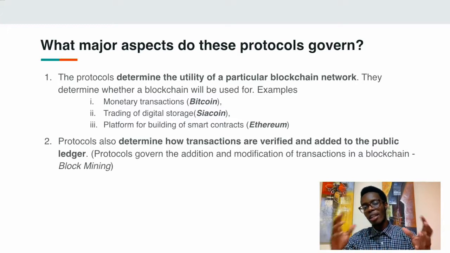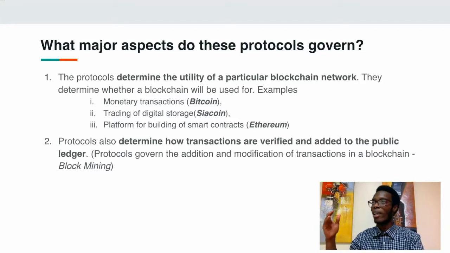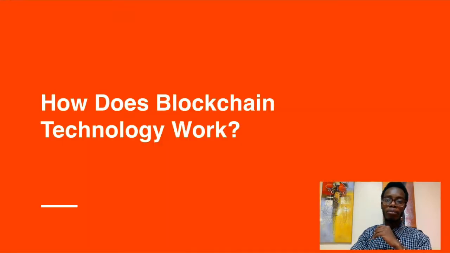Now, those are the three aspects of blockchains. We talked about it being a distributed decentralized database. We talked about it allowing for peer-to-peer transactions. And we talked about the protocol that governs the utility of a particular blockchain and goes ahead to determine how transactions are added, verified, to make sure that whatever we have across the network is pure consensus and records are not different from one node to another.